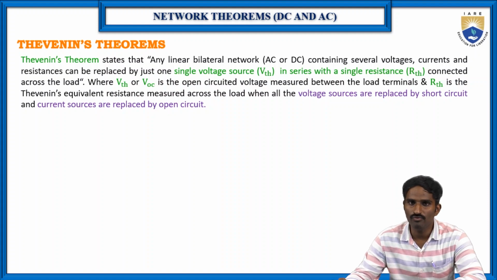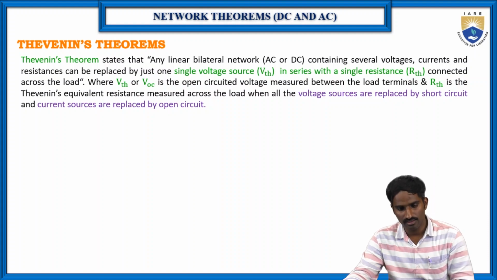Okay. Then how can we find these? What are Thevenin's voltage and Thevenin's resistance? Here the Thevenin's voltage is the open circuit voltage measured between the load terminals, and the Thevenin's resistance is the equivalent resistance measured across the load terminals when all the voltage sources are replaced by short circuits and the current sources are replaced by open circuits. So this is Thevenin's theorem.